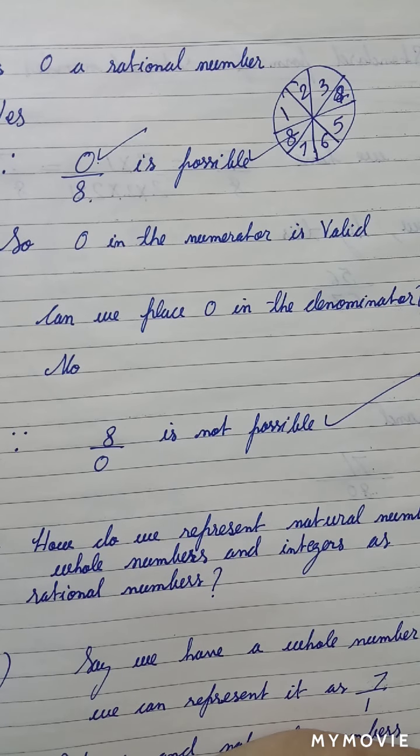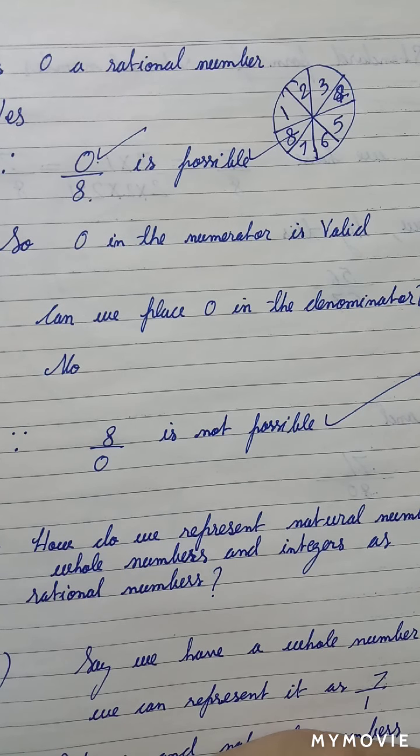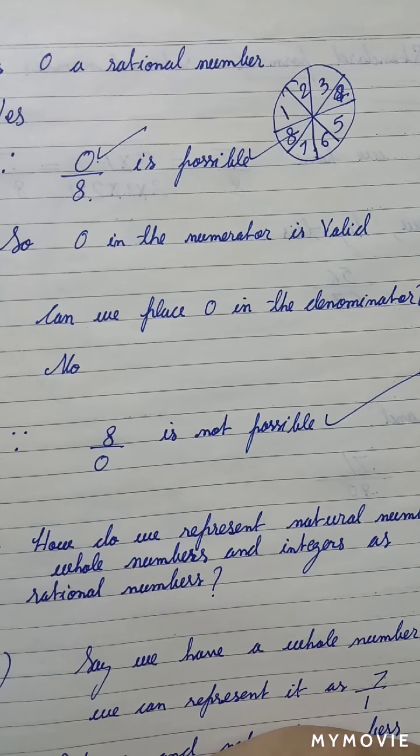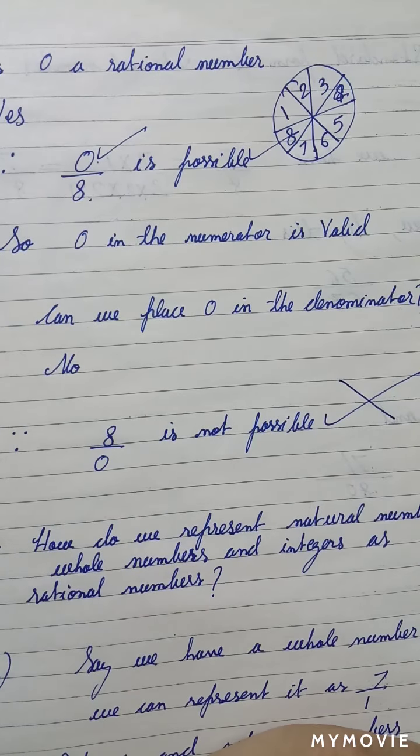But is it possible to place 0 in the denominator? Let's take the example of pizza again. There's a pizza and I divided it into 0 parts, which means I did not divide it at all. And I asked you to take 8 parts out of 0 parts. So is that possible? That's not possible. That's ridiculous. So 8 by 0 is simply not possible.